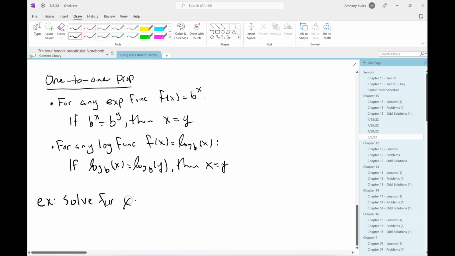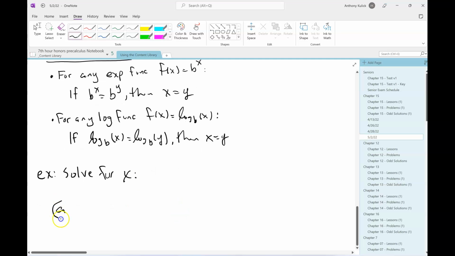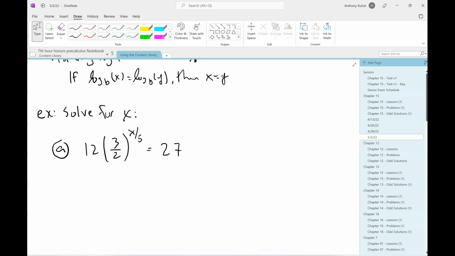Solve for x. Oops, actually I want to do this one first. All right, so let's say we have 12 times (3/2)^(x/5) equals 27. The first thing I'd want to do is the standard solving procedure.